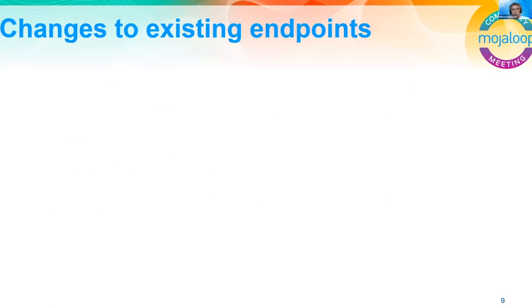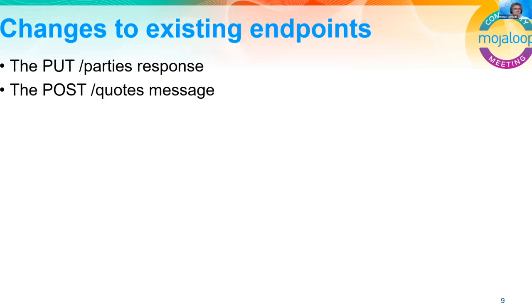Now, we have also some changes to the existing endpoints in the FSPIOP API. Those of you who are saying, what's happened to ISO 20022? My answer is it hasn't. So we're working on the FSPIOP API at the moment. We will produce an ISO 20022 version of this in the future once the overall principles have been agreed. First of all, there's a change to the put parties response, the response to address lookup. There's a change to the post quotes message and a change to the transaction object.